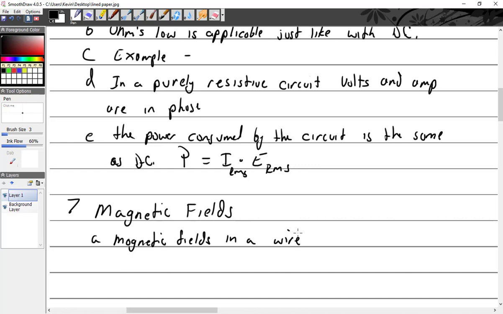Use the left-hand rule of thumb. If you wrap your hand around a conductor, your thumb points in the direction of current flow, and your fingers show the direction of the magnetic field. I'm not going to make you remember these rules. If current's flowing this way, I have a field going this way, or if it's going this way, you have a field that goes around the wire.